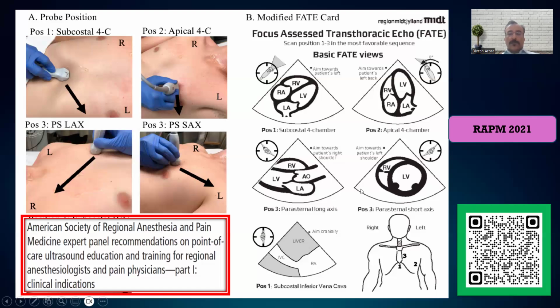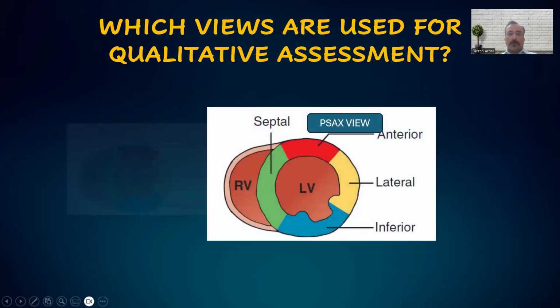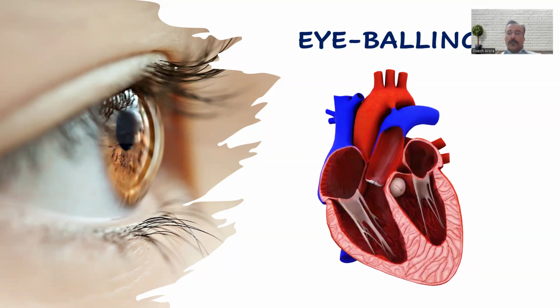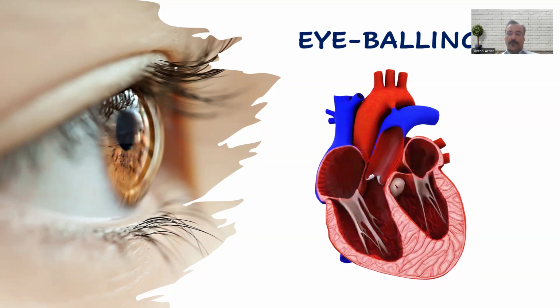This is the basic premise of assessment of LV function, that we need to be proficient enough to have good FATE views. So as I said earlier, we can use all the four views for qualitative assessment of the left ventricle, but parasternal long axis and short axis views are the most important. Let's have a look. The technique which is used by the cardiologist is the eyeballing technique, and we'll be using a similar technique for doing our qualitative assessment of left ventricle function.